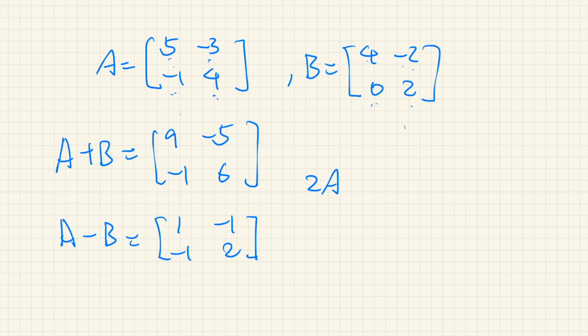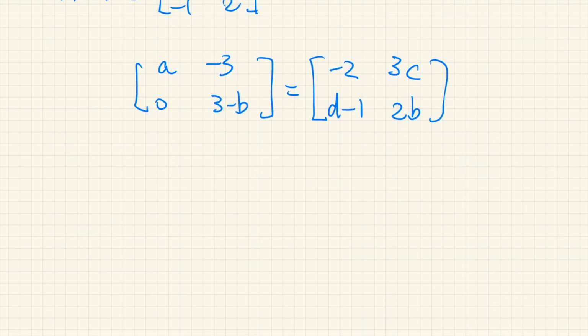And 2A, for example, is just 2 times each element. 5 times 2 is 10, 2 times -3 is -6, 2 times -1 is -2, 2 times 4 is 8. That's it.